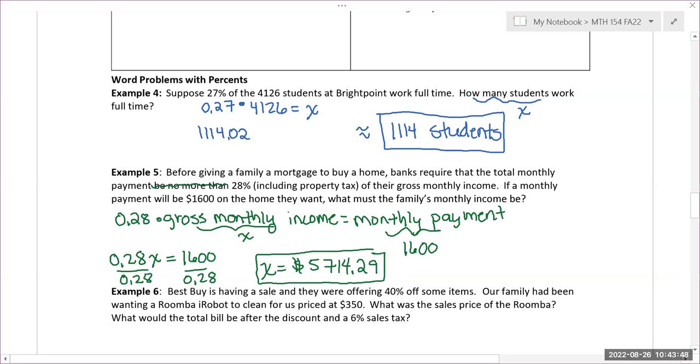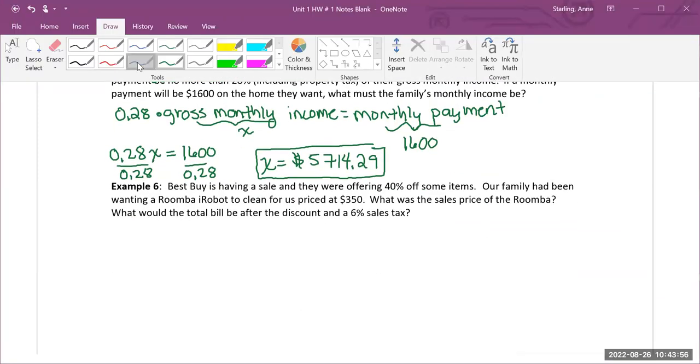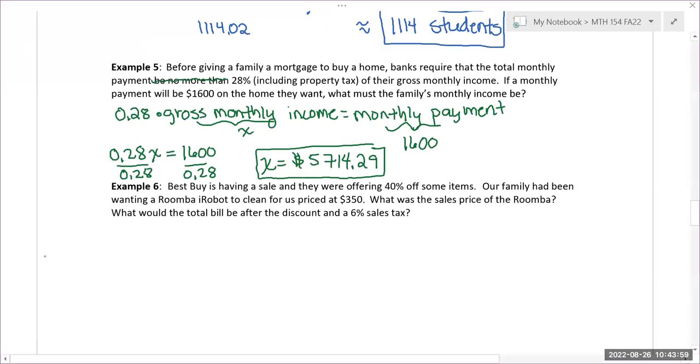And then hopefully you've tried number 6 as well. If not, I would really suggest pausing and trying it. So this one, we're having a sale and we're offering 40% off some items. We have been wanting a Roomba iRobot to clean for us. It's priced at $350. Okay, but they're offering 40% off. So what's the sales price? And then what would the total be with your tax? So we know that when we get a price, we then ring it up and it's a little more. So there's 2 pieces to this. There's one where what's the actual sales price?